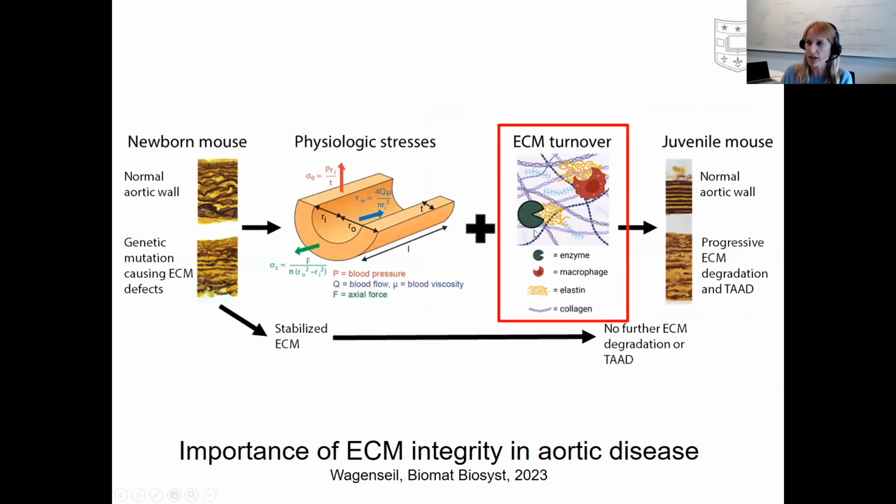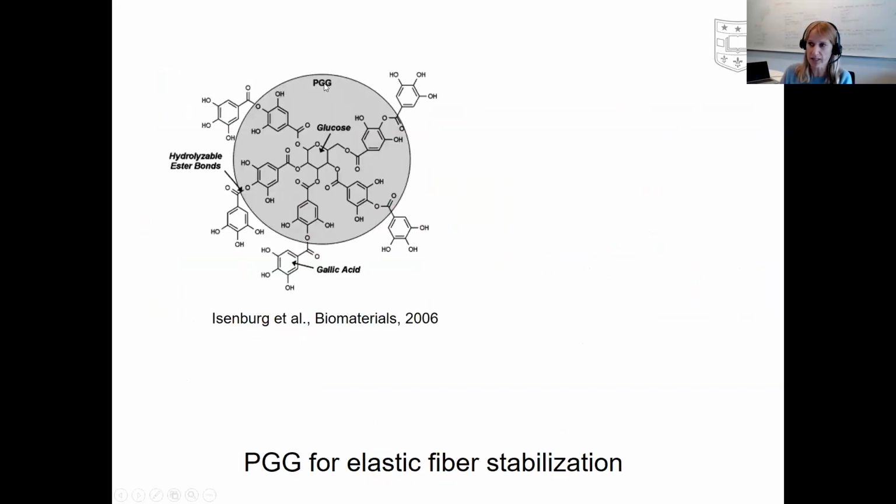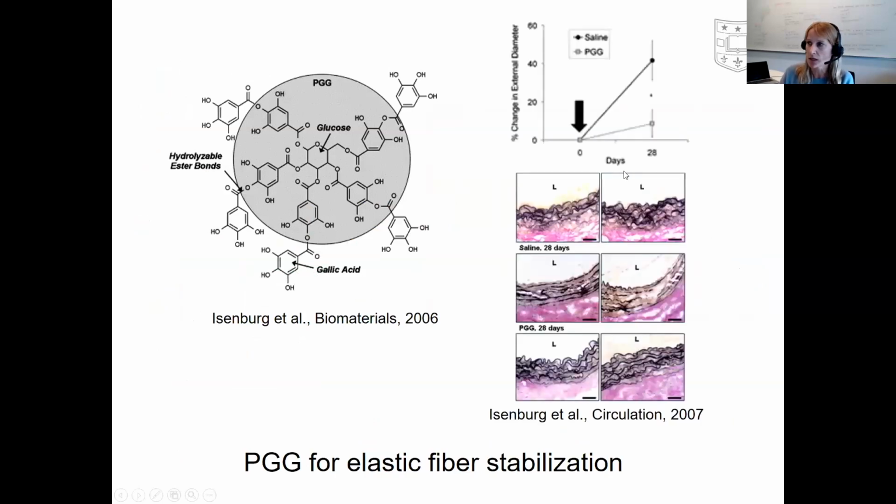And we are trying to understand if we can stabilize this turnover and prevent moving from this picture over to this picture. One of the things that we have looked at is a drug called PGG, or pentagalloglucose. It has been used starting 15 years ago to stabilize abdominal aortic aneurysms in animal models, where this is a chemical model that creates an aneurysm at day 0.